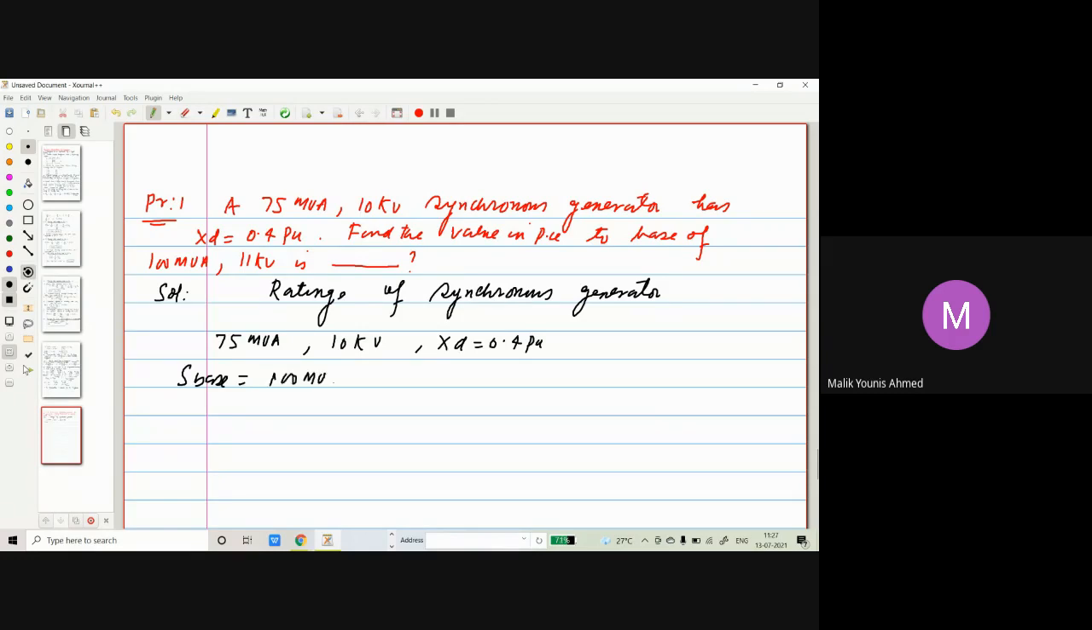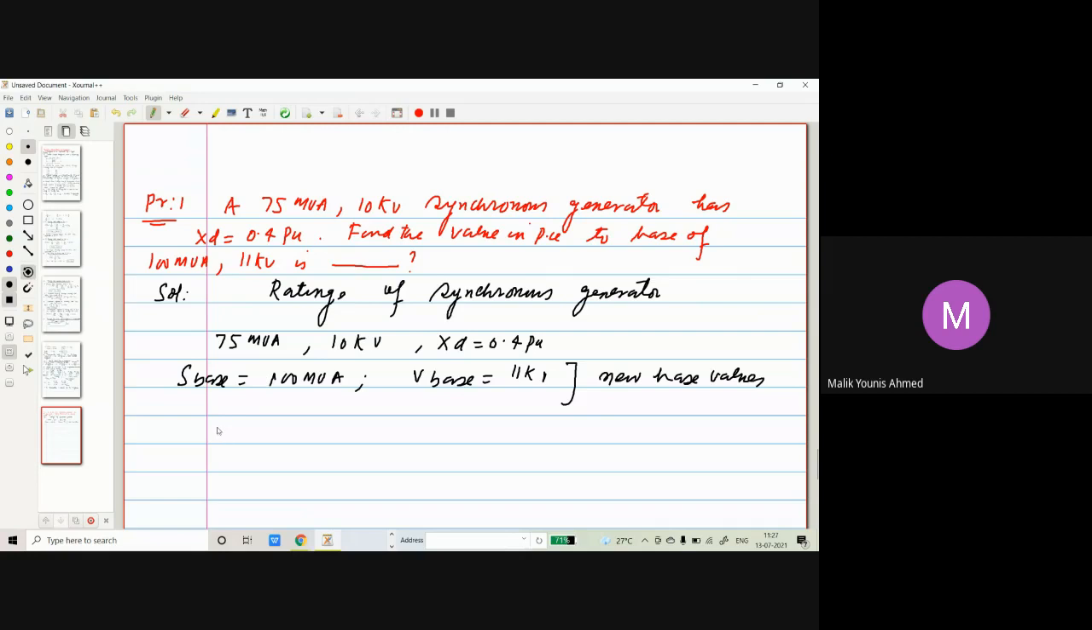On this base value, we have to find the new XD value. V base is given to us as 11 kV. These are the new base values. You have to be very clear: I already told you, these are the new base values, and the others are the old values.